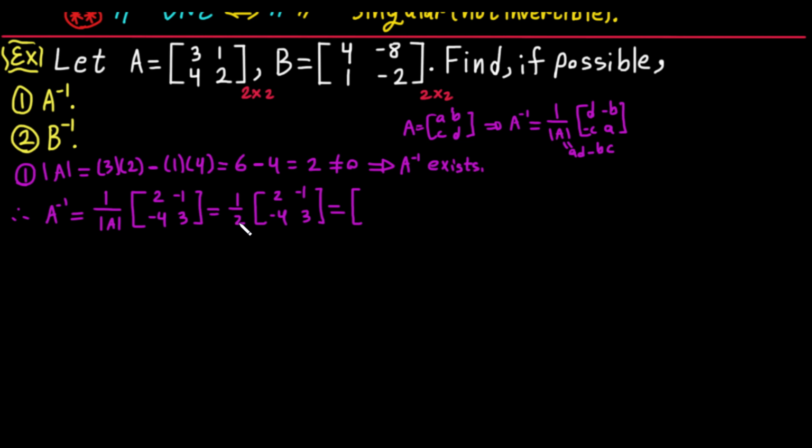Now this number will be multiplied by each element inside this matrix. So half multiplied by 2, half multiplied by -1, half multiplied by -4, half multiplied by 3.